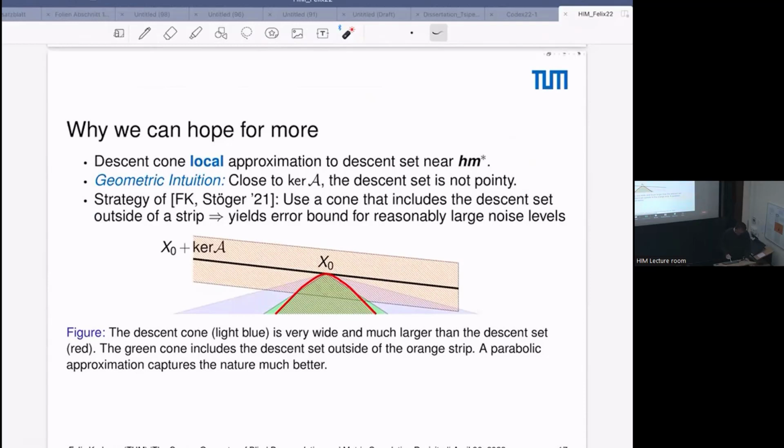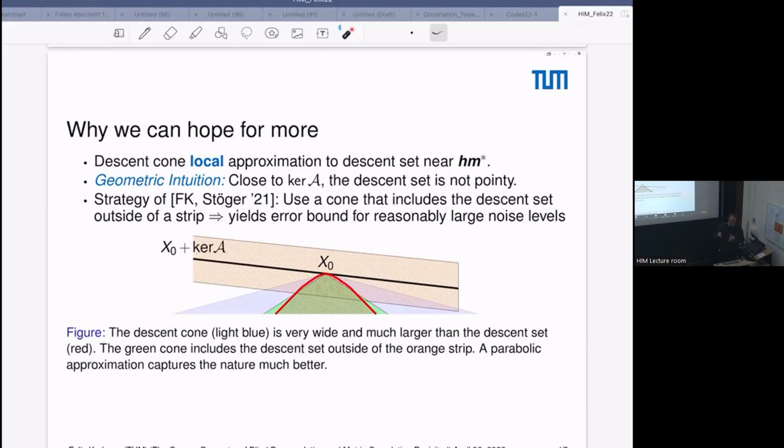The descent cone is a local approximation to the descent set, right? This is what I showed you previously, when I said you should exercise caution. We had the L1 ball, and it was very well approximated by the cone in a vicinity. The geometric intuition here is that close to the kernel in the structured case we're considering, the descent set is not as pointy as before. Think of it more like this red shaded region. If we want to approximate this by a cone, the cone has to be very, very wide, because it's almost tangential to the point.